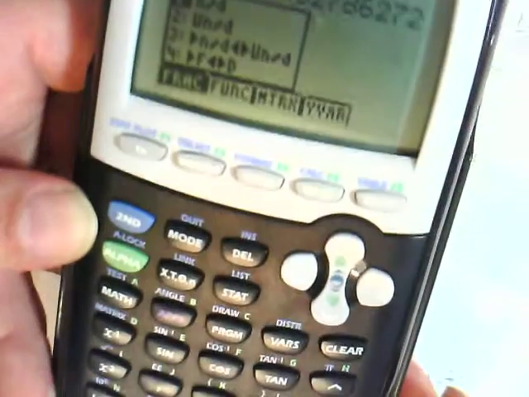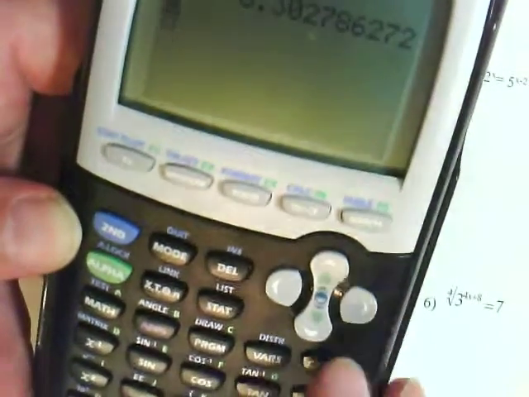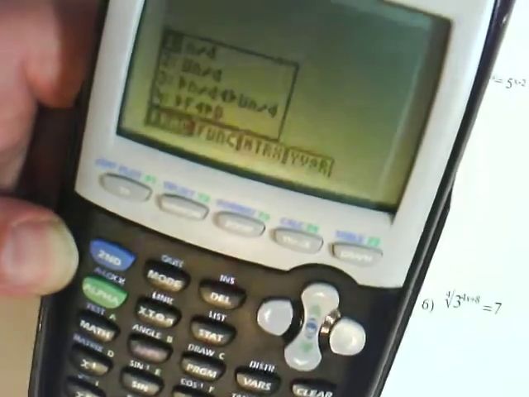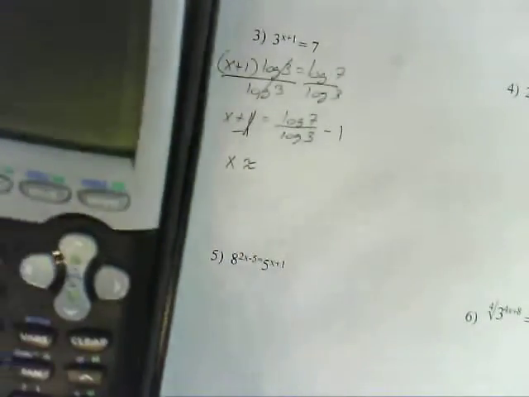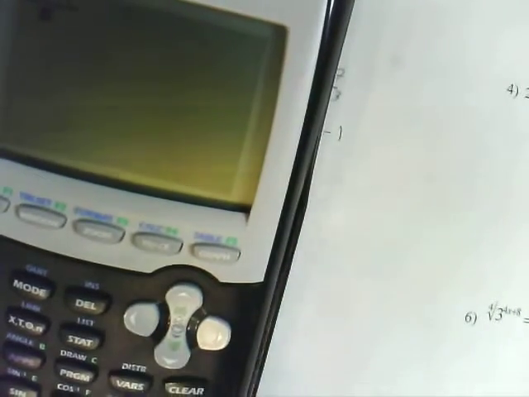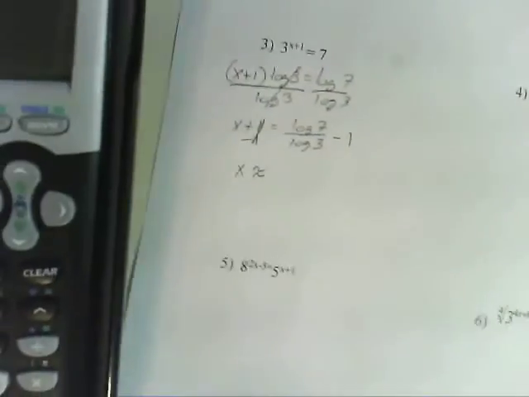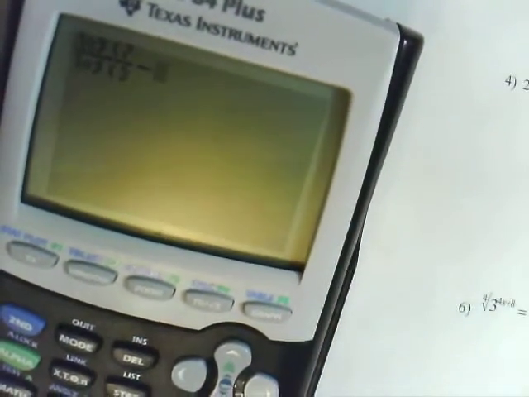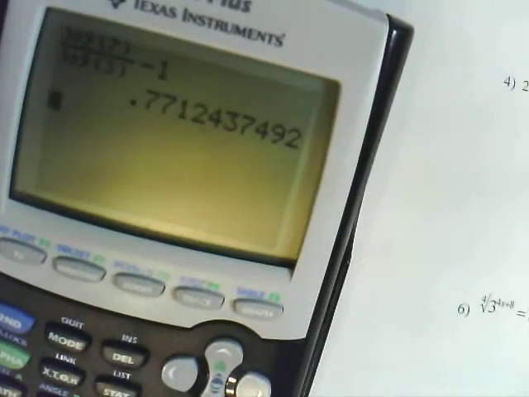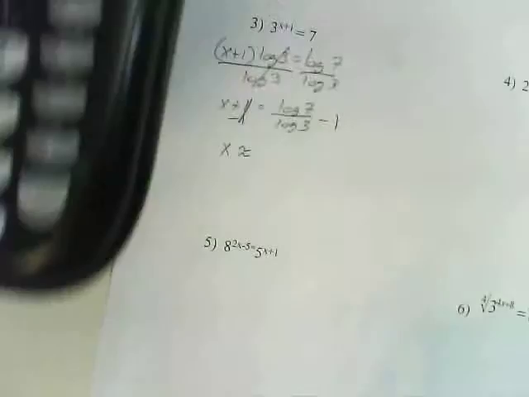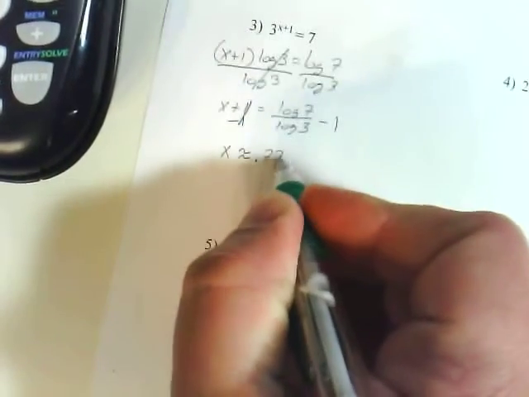Alpha F1, and I actually should clear the last part. Alpha F1 again, I'm going to have the log of 7 over the log of 3, and the whole thing minus 1, and that gives me 0.771. The 2 does not affect the 1, so it's just 0.771.